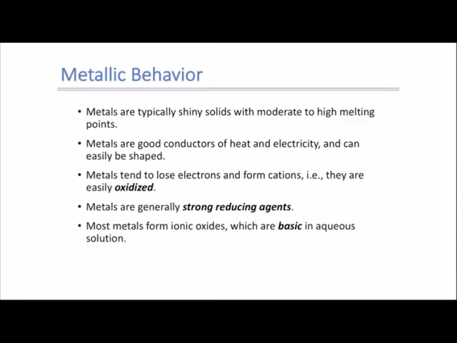And now a quick look at metallic behavior. Metals are typically shiny solids with moderate to high melting points. They're also good conductors of heat and electricity, and they can be easily shaped. This is how we can get metal sheets, metal wires, anything. Metals tend to lose electrons to form cations, so they're easily oxidized, which means metals tend to be strong reducing agents. And most metals form ionic oxides, which are basic when we add them to aqueous solutions. So most metal oxides are basic.